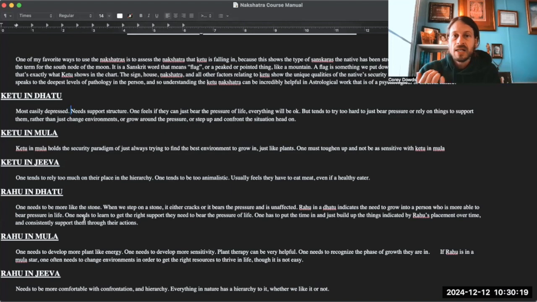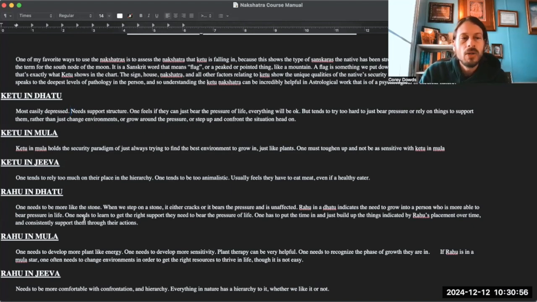not complaining, being more stoic, needs to grow into a person who's more able to bear that pressure in life. And you need to learn to get the right support to bear the pressure in life and just put the time in and build up the things indicated by Rahu's placement over time and consistently support that Rahu through your actions over time. And I would also add right now, be careful who you're supporting and who's supporting you, in a sense.